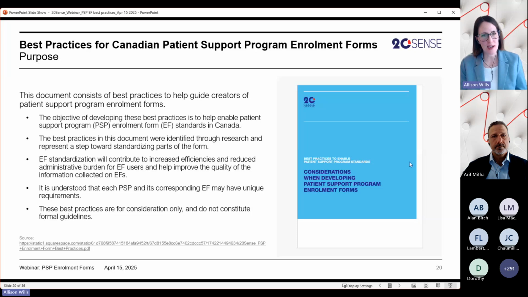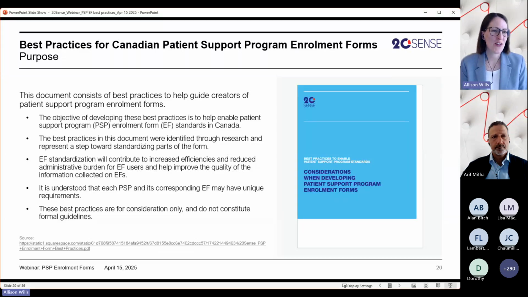So these best practices for Canadian PSP enrollment forms, the purpose of this document is to show best practices to help guide creators of PSP enrollment forms. So this is a guide. It's not a be-all and end-all, but it's really something for any of you who are looking at creating a form, updating a form, thinking about how to bring some standardization. There's some best practices you can follow here.